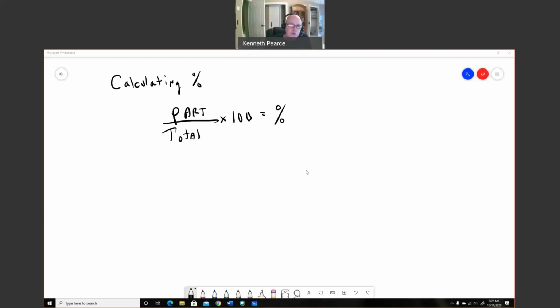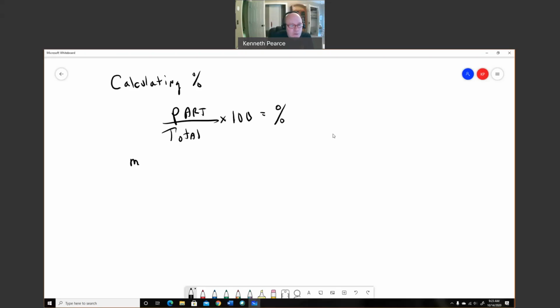Now, one of our essential skills is to be able to use percents in calculations. And so we have to be able to calculate what's called the percent concentration and be able to use percent concentration. Now, percent of anything is always the part, the piece out of the total, over the grand total of everything.